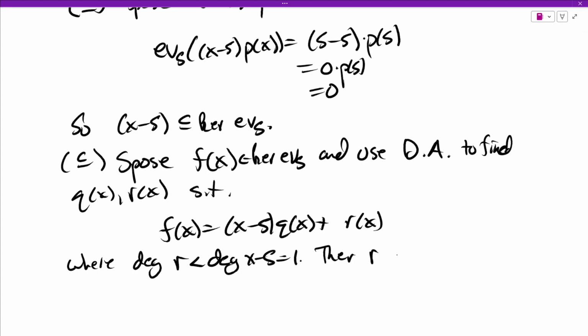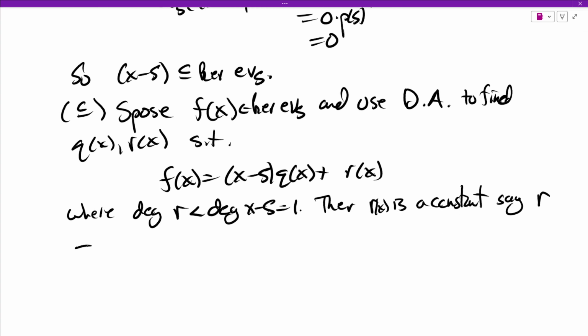So this tells us then that r is a constant. 0 is also a constant, so in either case it's a constant. Let's call that constant just little r. So in particular, f is going to look like x minus 5 times q of x, plus, for degree reasons, a constant. So this guy is just an honest, hard-working rational number.